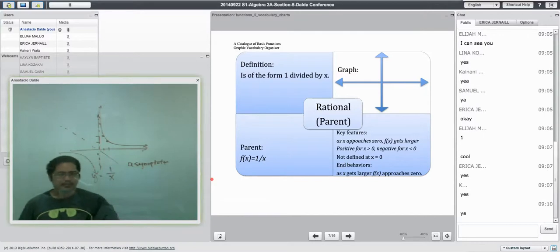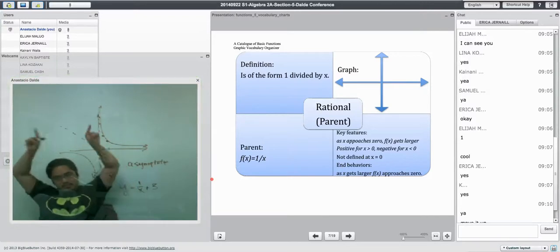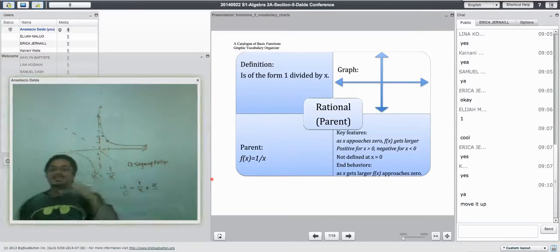All right. I have a question for you, just curious to know. Y equals 1 over x plus 3. What would that do to the graph? I'm just wondering if you guys can think about how that would affect the graph. I'll give you a hint. Yes, exactly. It would move it up by 3. Very good.